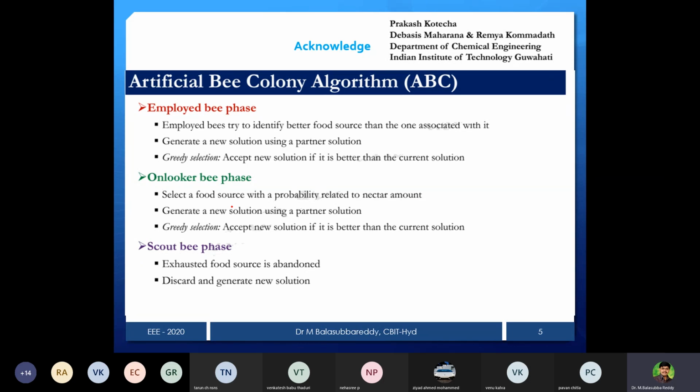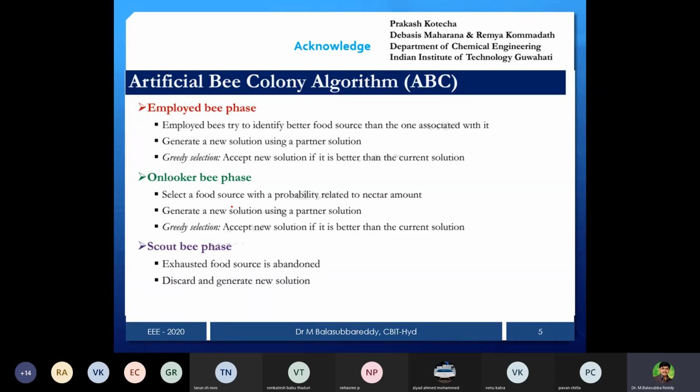First phase is employed bees. Employed bees try to identify a better food source than the one associated with them. Then they generate a new solution using a partner solution. Initially we get some random solutions, a group of solutions. One we consider for modification, and we get a new solution like an iteration process, nothing more than what you do in Newton-Raphson and so on.